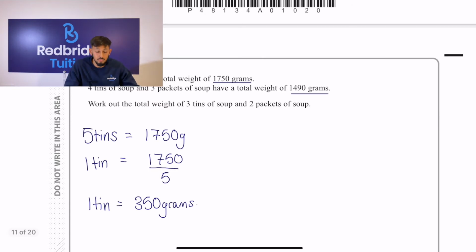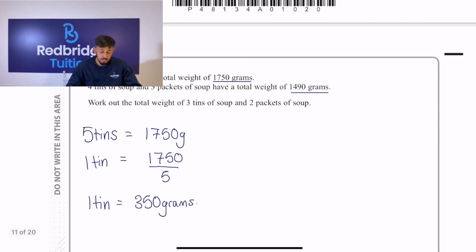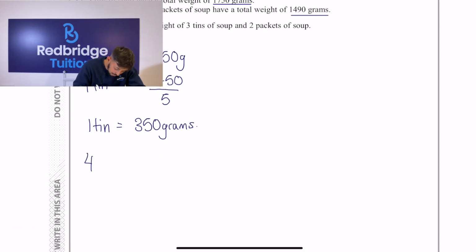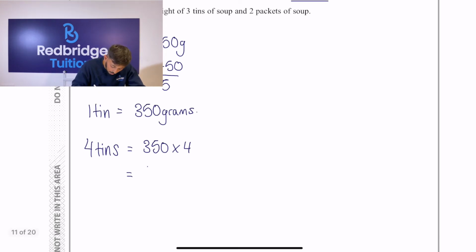So the second part of this question has told us that we have 4 tins of soup and 3 packets of soup, and they weigh a total of 1,490 grams. What I'm going to do is work out the total weight of 4 tins of soup. So 4 tins is equal to 350 times 4. That is equal to 1,400 grams. So now we know that 4 tins is equal to 1,400 grams.